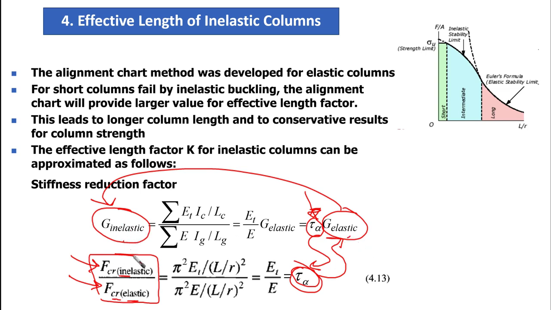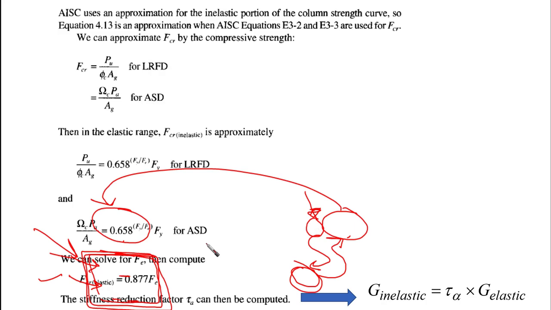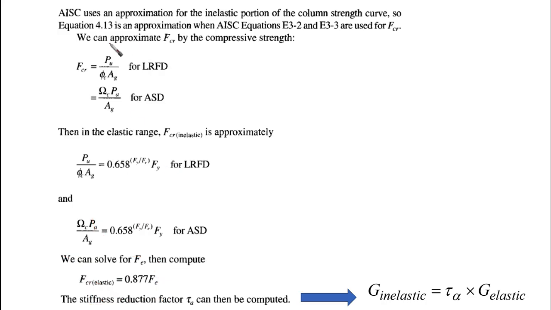So the point is, our intermediate step is how to calculate the FCR inelastic and FCR elastic. We want to calculate them. If we could calculate them, then everything is going to work for us. Okay, now let's go and see how LRFD, or how AISC, was making this approximation to work. AISC uses an approximation for the inelastic portion of the column strength curve.